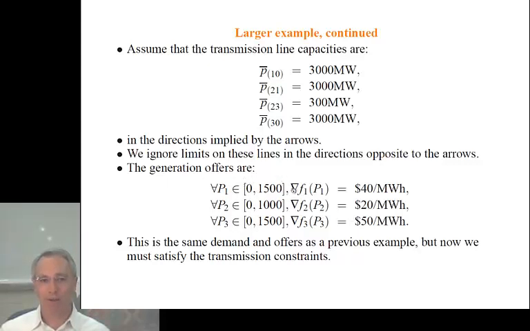The offered capacity at bus 1 is 1,500 megawatts, as is the offered capacity at bus 3. The offered capacity at bus 2 is only 1,000 megawatts. And as usual, we'll assume that the offers are set equal to marginal costs. So this is the same demand and offers as in the previous example, but now we have to satisfy the transmission constraints.